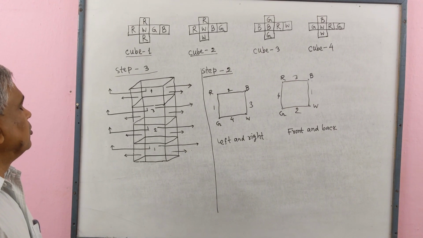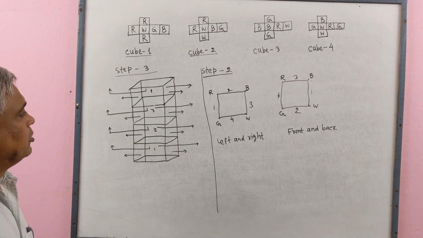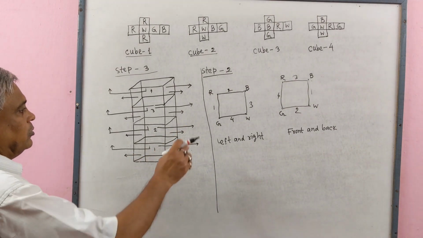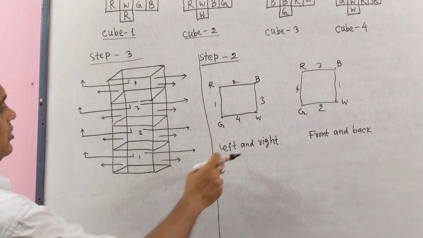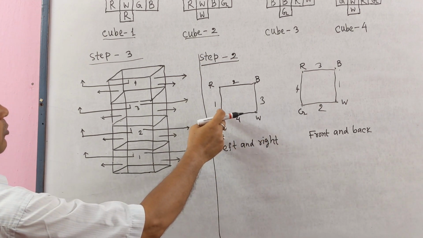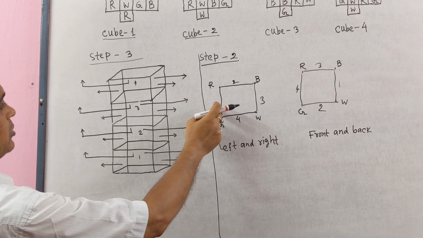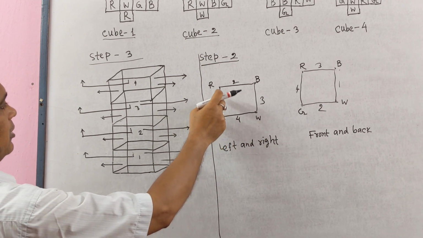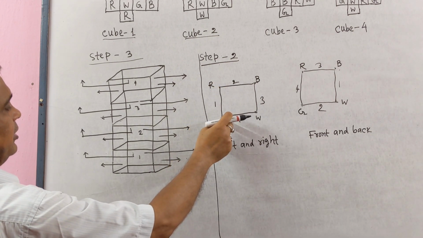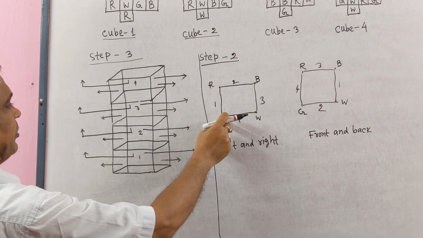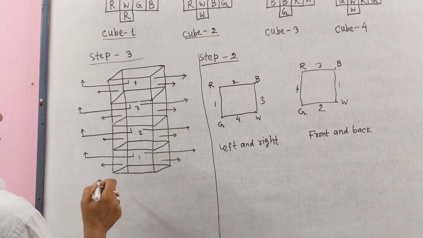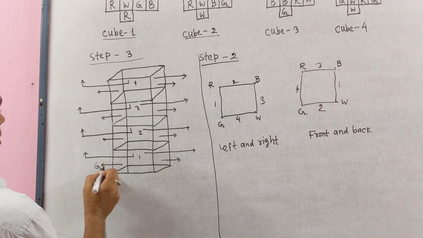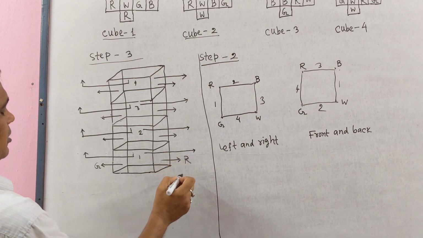Now we will have to give the color on the faces. This is left and right. Here we see that for cube 1, if G is the color of the left face, then R is the color of the right face. G is the left face and R is the right face.